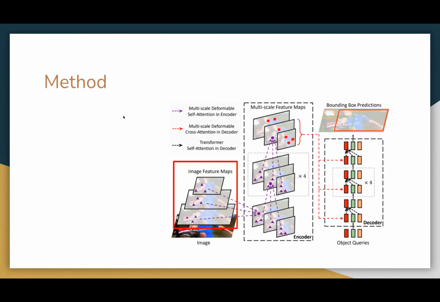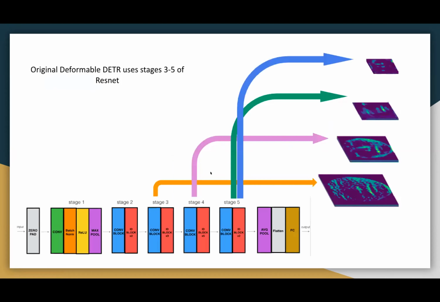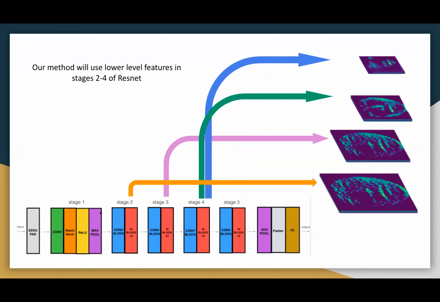So the base model for the deformable DTR looks like this. The first modification we're going to make is to switch the feature map. Since we have low resolution images, the normal deformable DTR uses stages 3 through 5 of ResNet. We're going to be shifting it to stages 2 through 4. This will give us high resolution for low level features, since our cells are only a few pixels wide, we can't just have high level features.